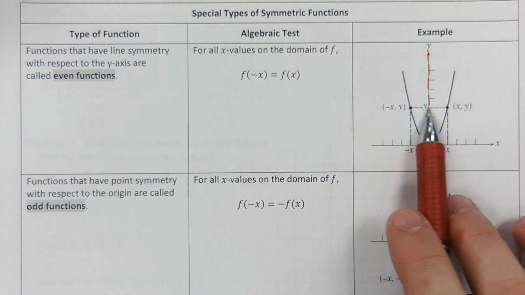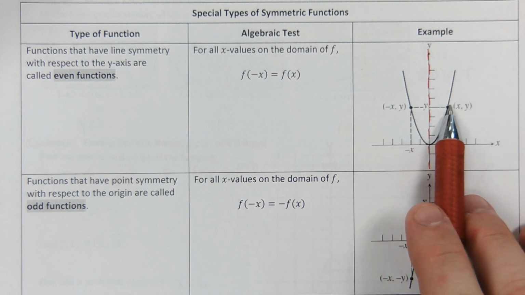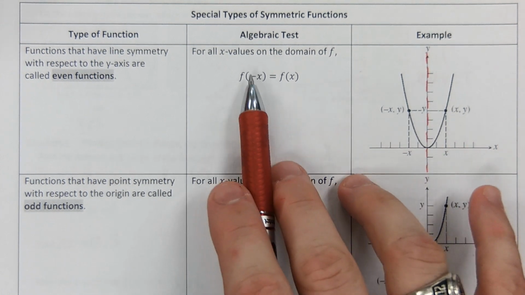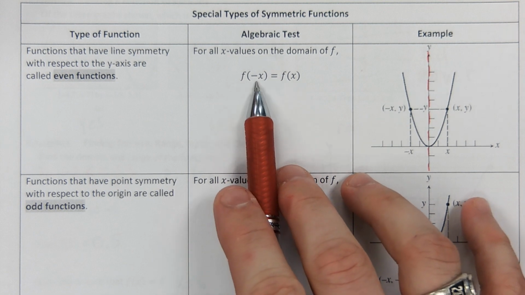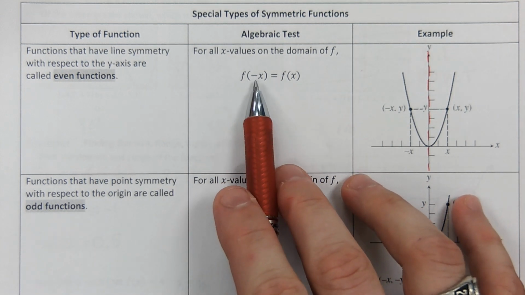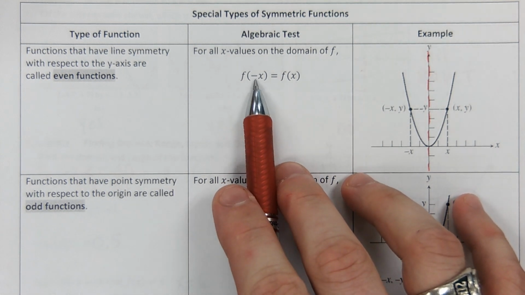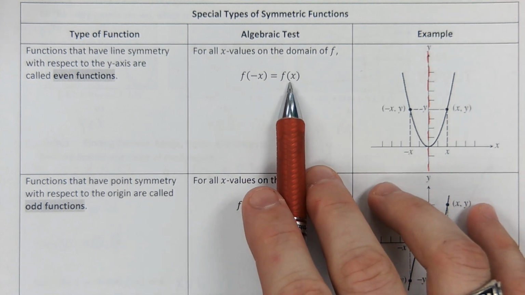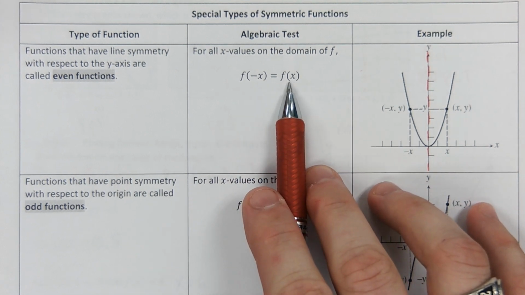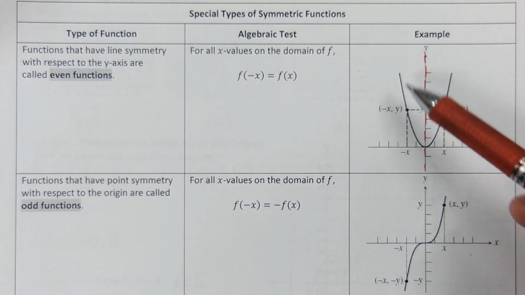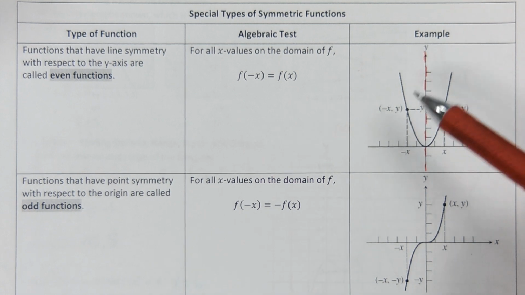Because those two x's have the same y. So algebraically, what we do is we replace all of our x's with negative x's. And if replacing your x's with negative x's looks like it did absolutely nothing, then you're dealing with an even function. This one here that they're showing you is y equals x squared.